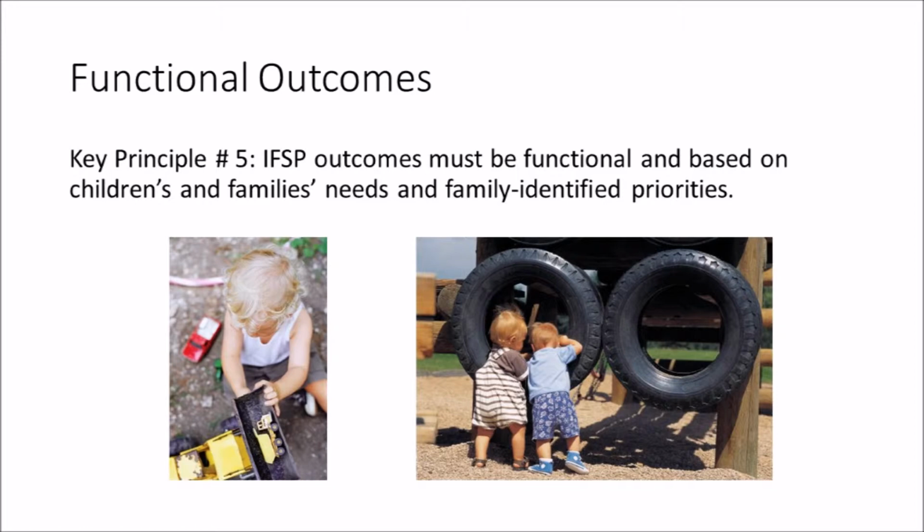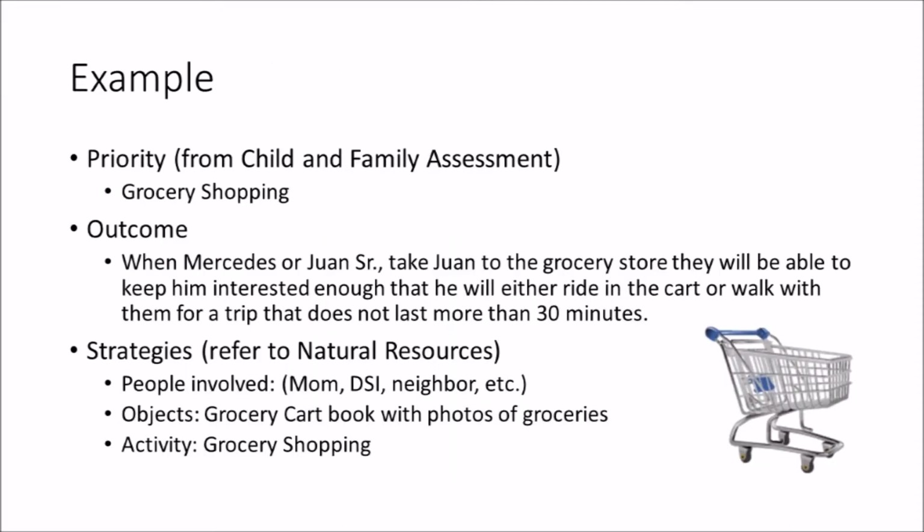remember discussing that the process should be dynamic and individualized earlier. Child and Family Assessment identifies what that routine currently looks like. The functional outcome describes what it will look like when it's going well for the family. So let's talk through another example in thinking of functional outcomes. For this example, the team has identified that grocery shopping is something that has been quite a challenge for the family and something everybody's agreed to work on.